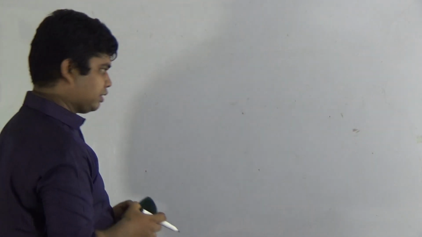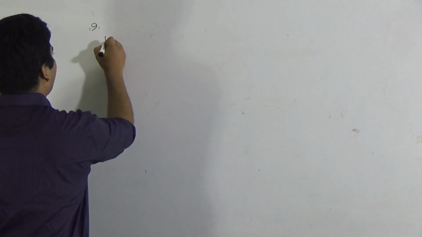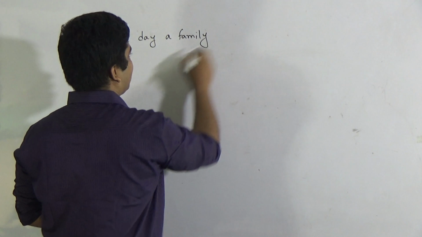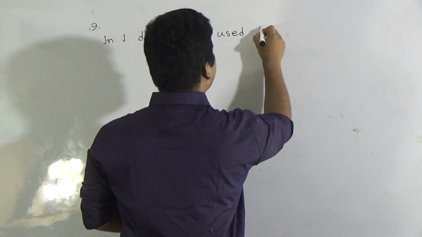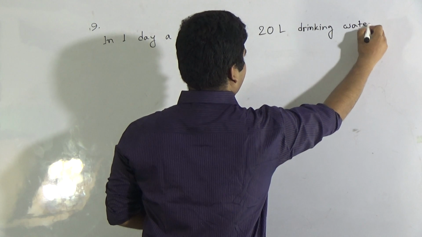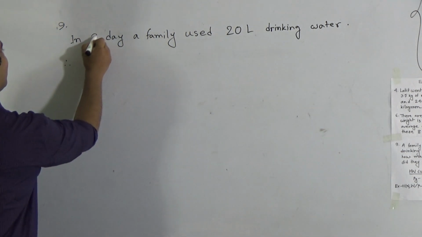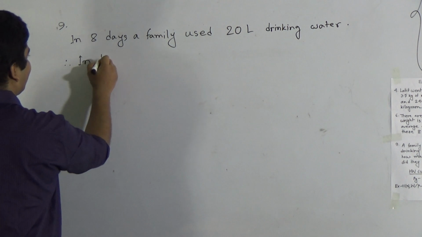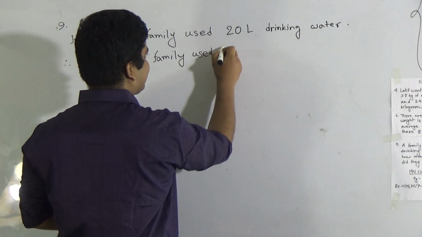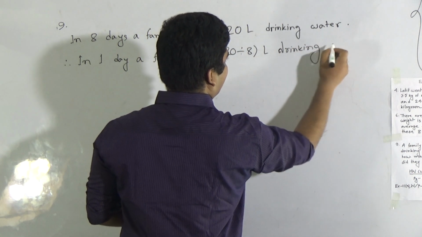So here we write, in 8 days a family used 20 liter drinking water. Sorry, not one day, in 8 days. Therefore in one day a family used, we do division, that means 20 divided by 8 liter drinking water.